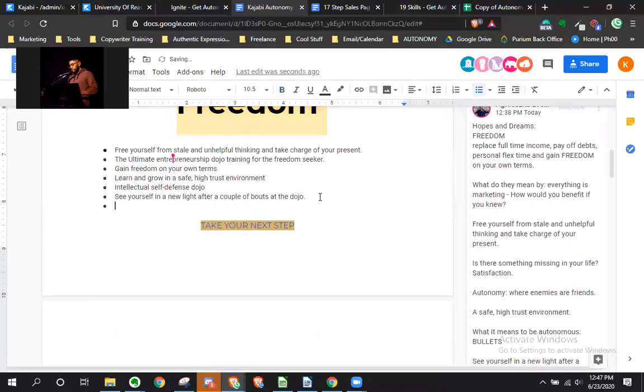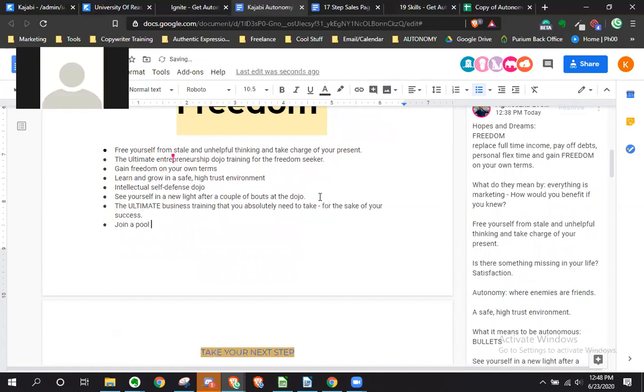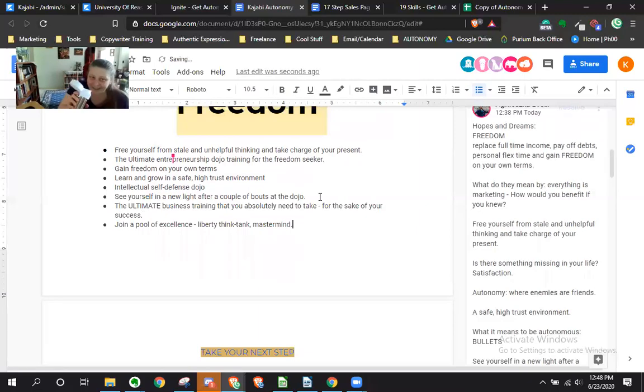I like the idea also of the think tank, like joining a pool of consciousness or a pool of excellence or something like that. A liberty think tank, or think tank or mastermind group. Or a space to utilize the First Amendment to its highest capability. I like think tank, but that's cool too. But lots of words. Make it shorter.